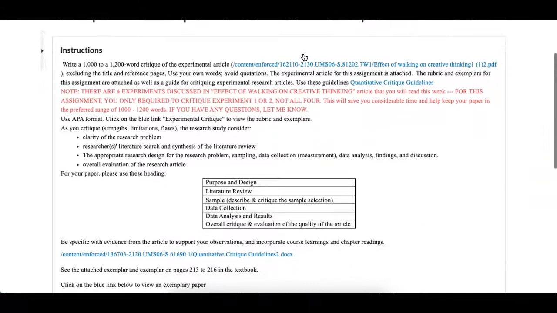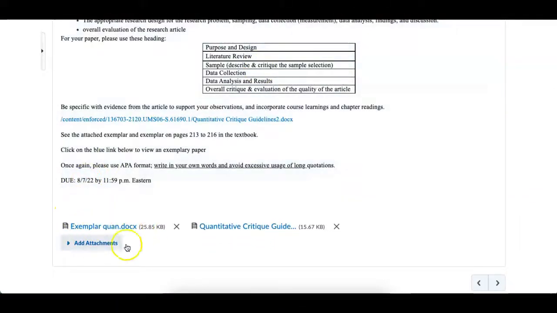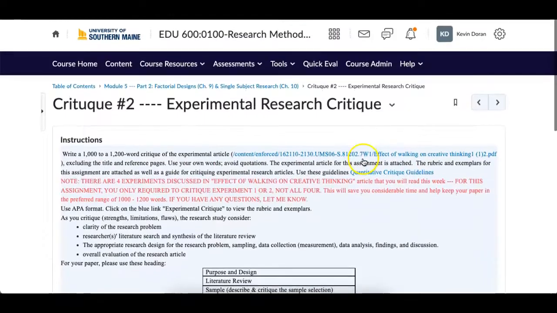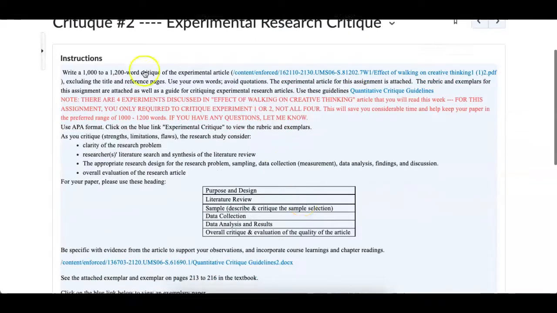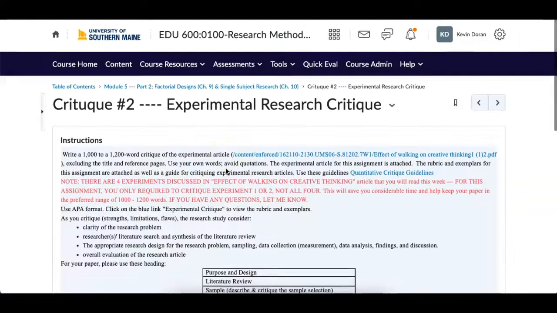So here we are. We have the instructions again. I have an exemplar. So if you're looking for, okay, what does this paper look like? Just like last week, and I think some people didn't find this, but you go back, you click on that, it brings you to the instructions. We have an exemplar, and we have a quantitative critique guide. So between these, that should help.